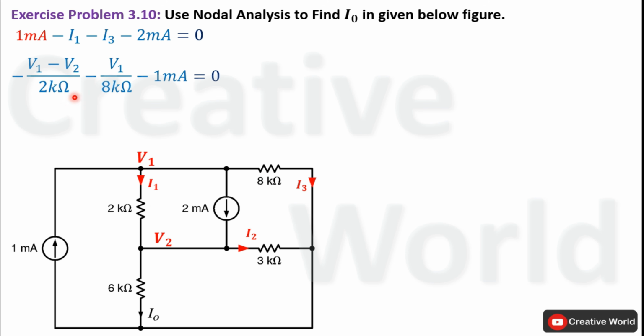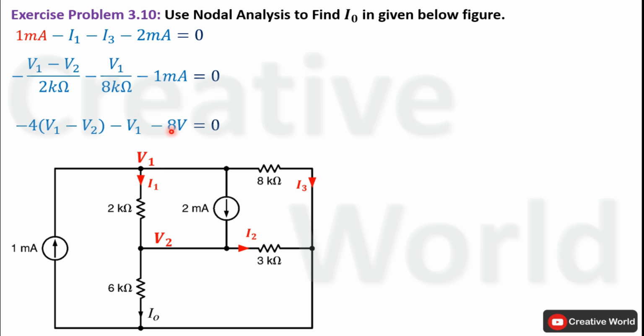Now in order to omit all denominator values, we will multiply this equation on both sides with 8 kilo ohm. Product of 8 kilo ohm and 2 kilo ohm in denominator will cancel out with each other. Only 4 will be left and that 4 will multiply with V1 minus V2. Here product of 8 kilo ohm and 8 kilo ohm in denominator will cancel out with each other. Only V1 will be left. And here the product of 8 kilo ohm and 1 milliampere will result 8 volt.